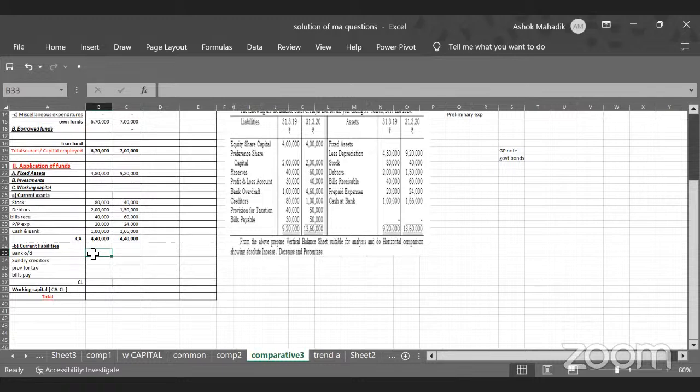Bank OD, amount 1 lakh and 4,60,000. Creditors 80,000 and 1 lakh. Tax 40,000 and 50,000. Bills payable 30,000 and 50,000. And just add current liabilities.